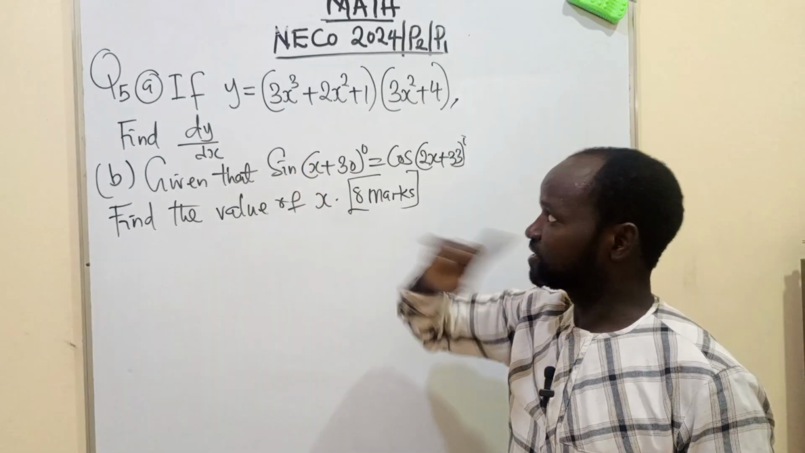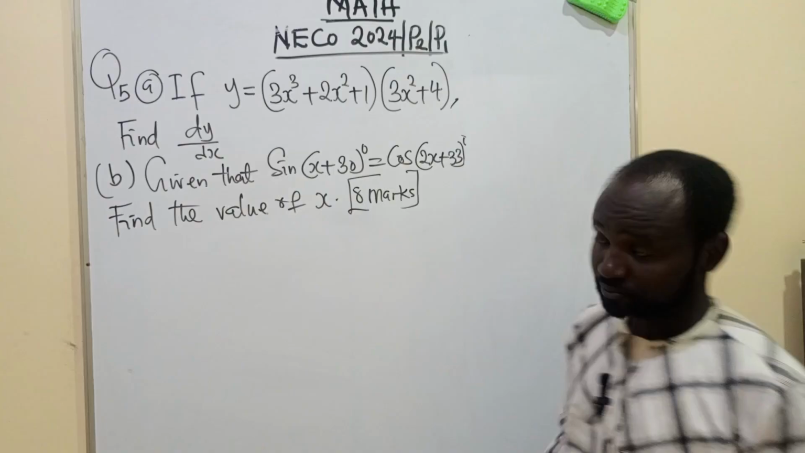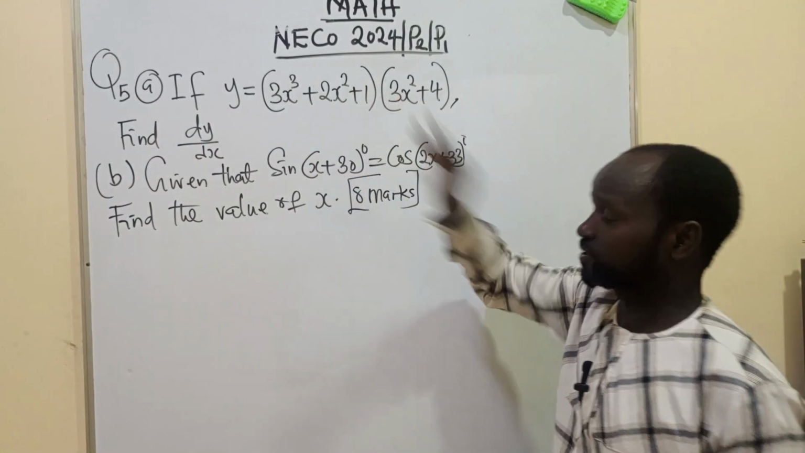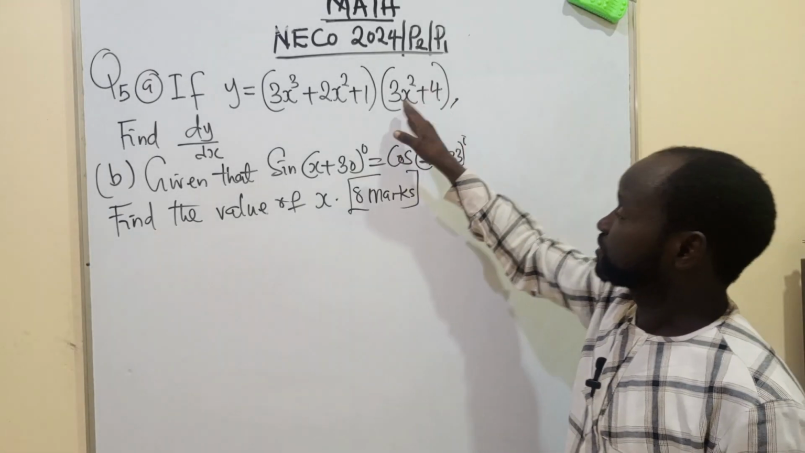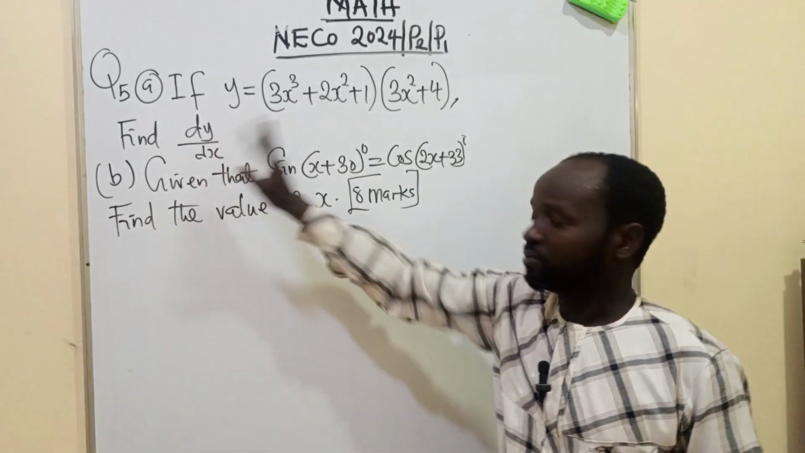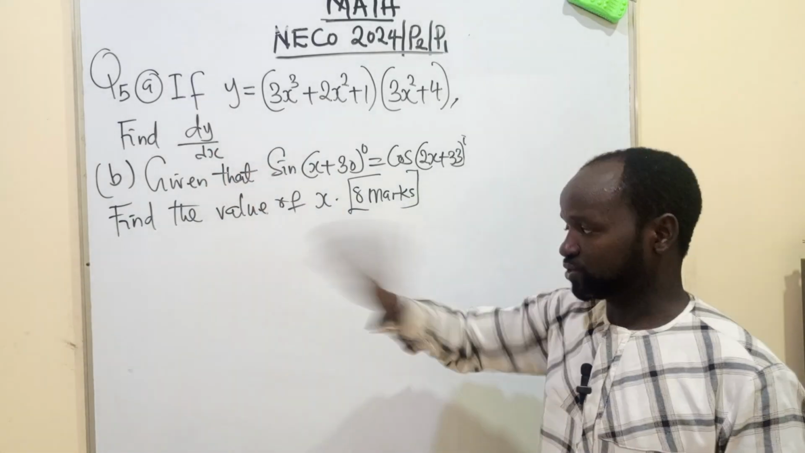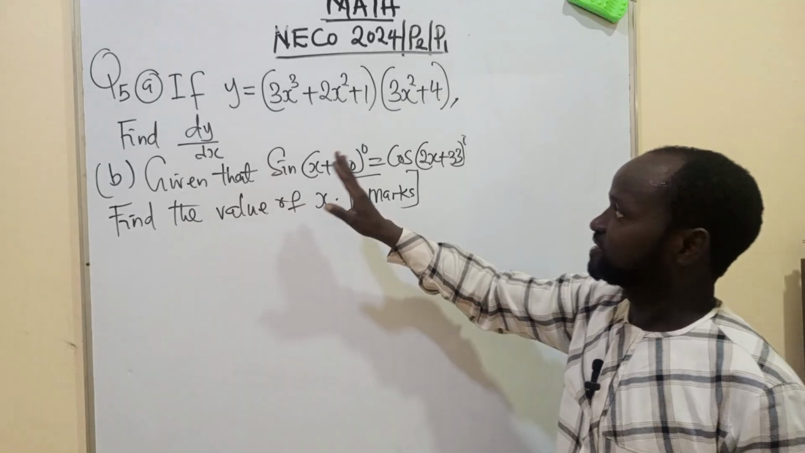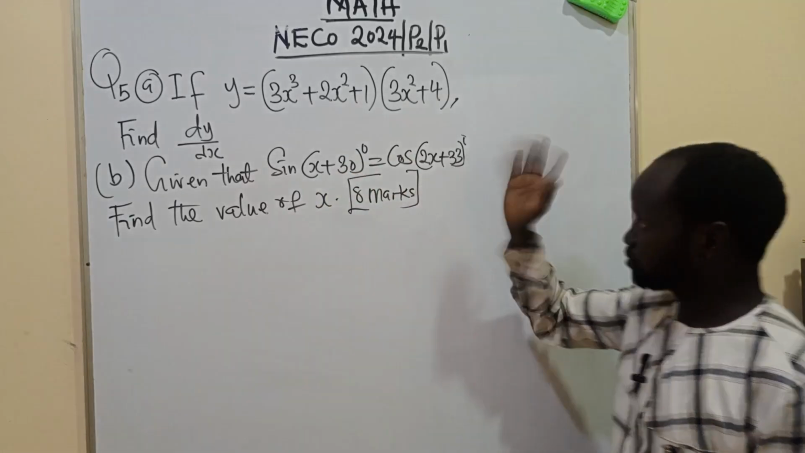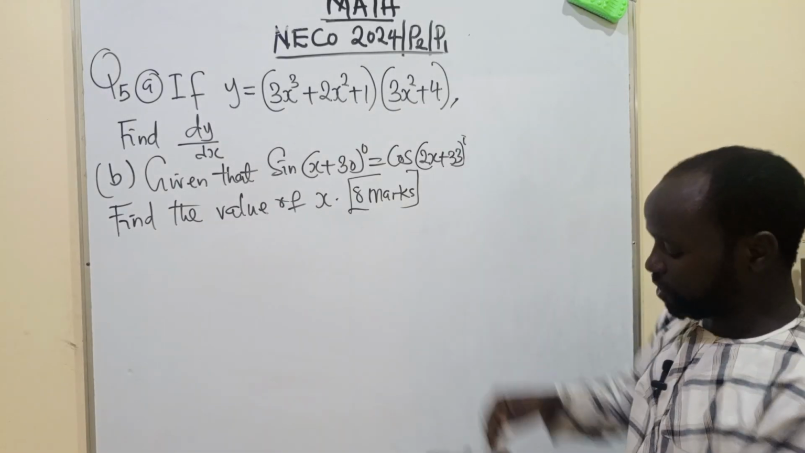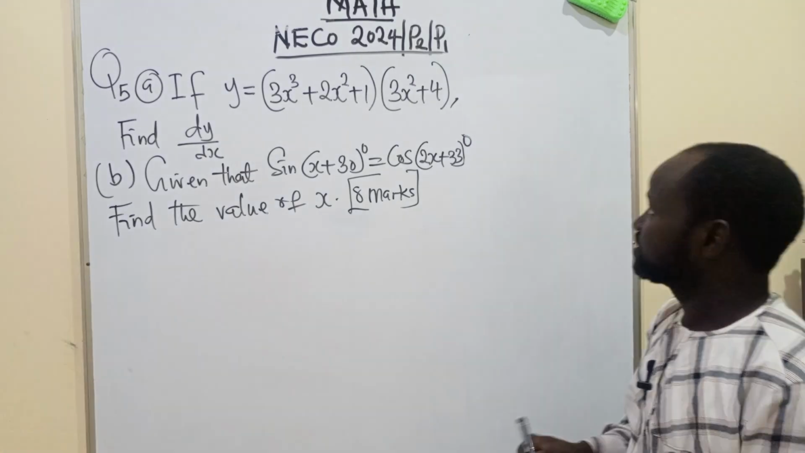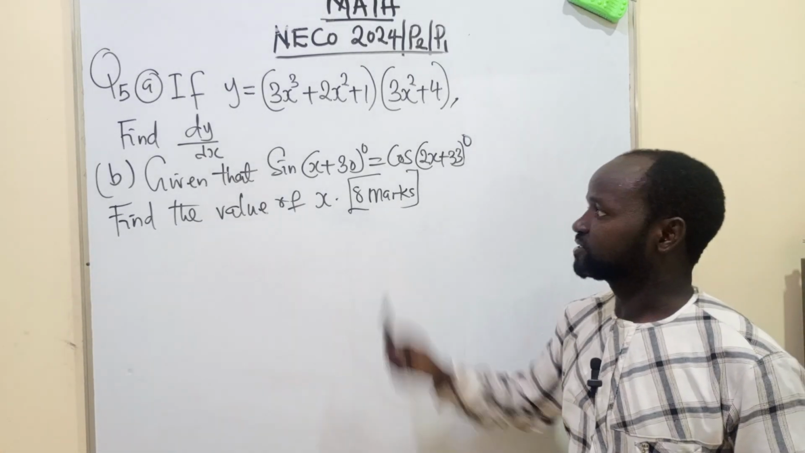Question 5 reads: if y is equal to (3x cubed + 2x squared + 1)(3x squared + 4), we are asked to find the change in y with respect to x. Question 5b: given that sin(x + 30) in degrees is equal to cos(2x + 33) in degrees, we are asked to find the value of x. This question carries 8 marks.